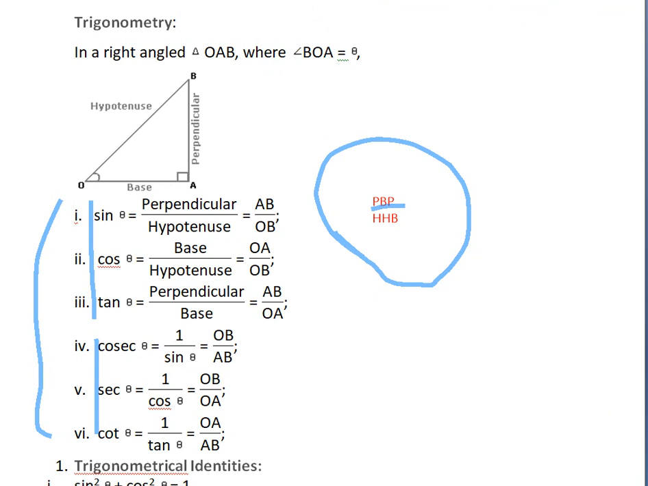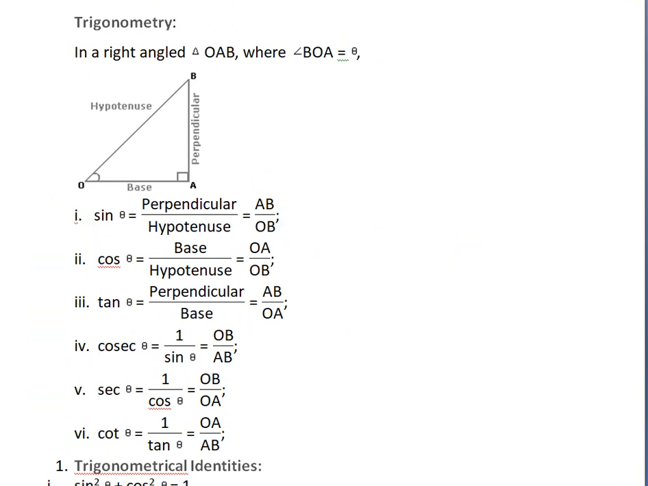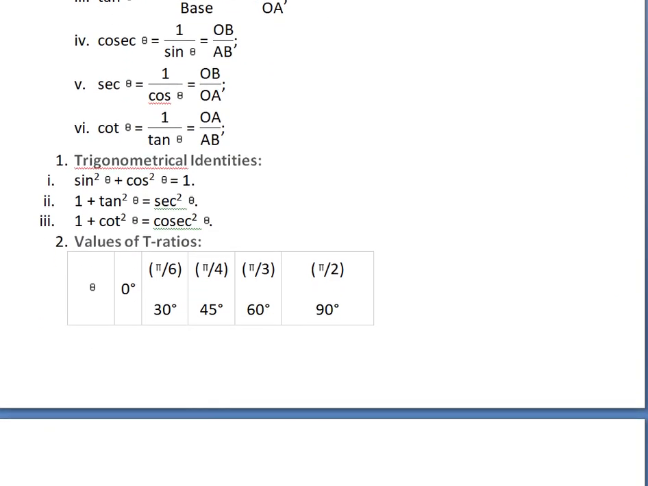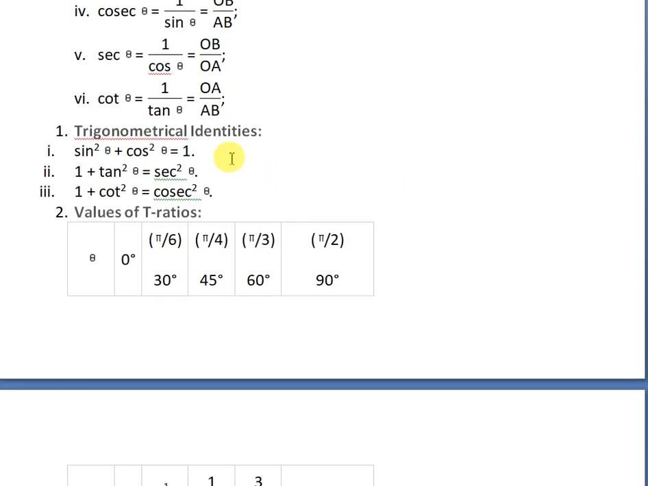Moving further, we will move on to some trigonometrical identities. These are the three trigonometrical identities you will come across, which are sine square theta plus cos square theta equals 1. Another is 1 plus tan square theta equals sec square theta. And the third is 1 plus cot square theta equals cosec square theta.